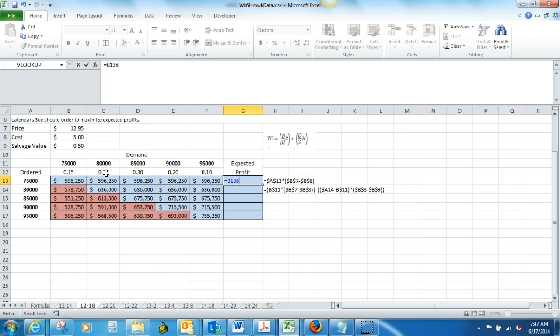times this plus, well, let me get it back in here. And that's all you're doing is just multiplying and adding each one of these combinations.